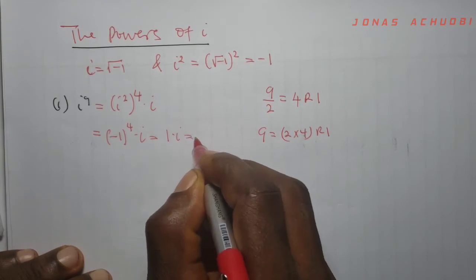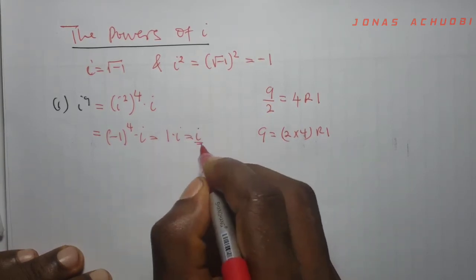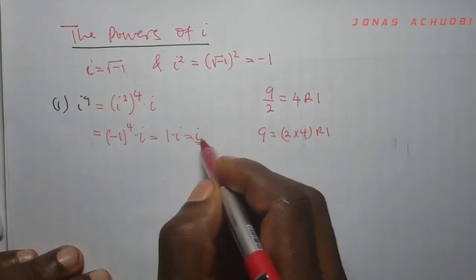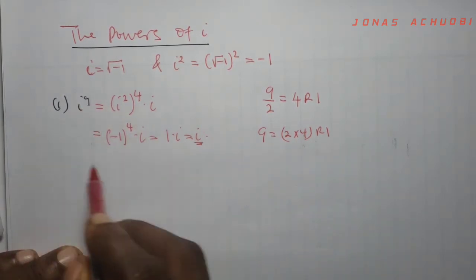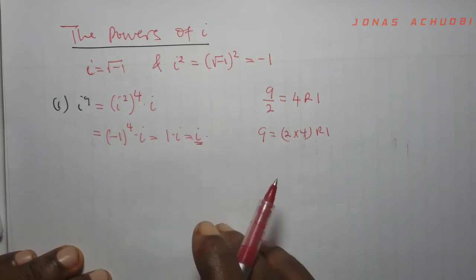So 1 times i is nothing but i. If you like, i is equal to the square root of minus 1, but it makes sense just to leave it as i. So i raised to the power 9 is equal to i.